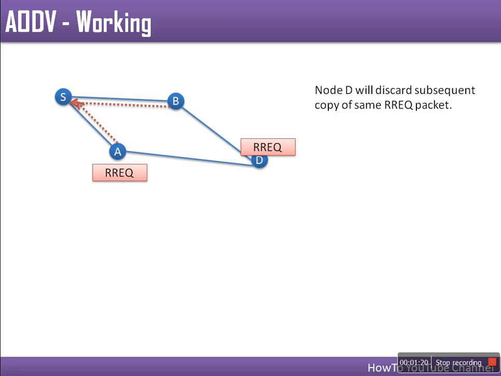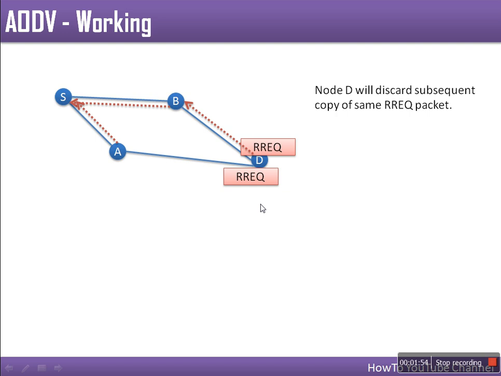In such cases, if we look here, node D is receiving two route request packets. In AODV, if a node receives multiple copies of the same route request packet, only the first route request packet will be entertained, and all other packets which come after that will simply be dropped. So here we can say D will set a path to S through B. It will not set a reverse path to A.